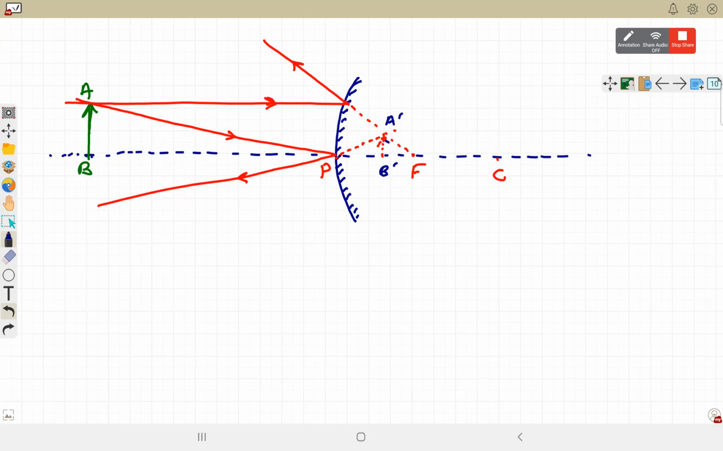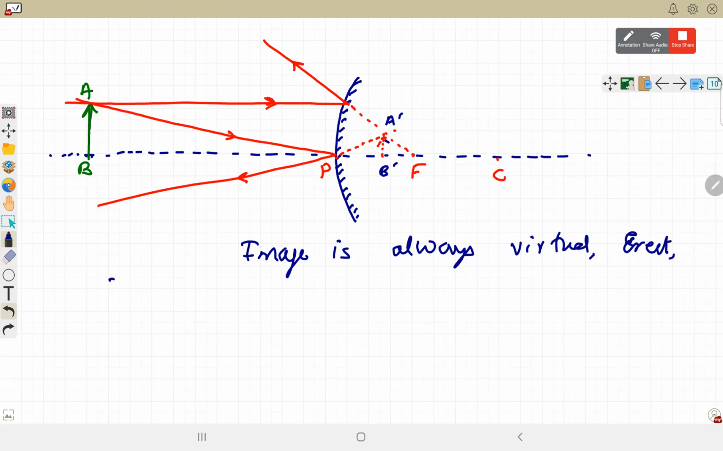So anywhere you put the object in front, the image will always lie between pole and focus. Image is always virtual, erect, smaller in size, and between pole and focus.